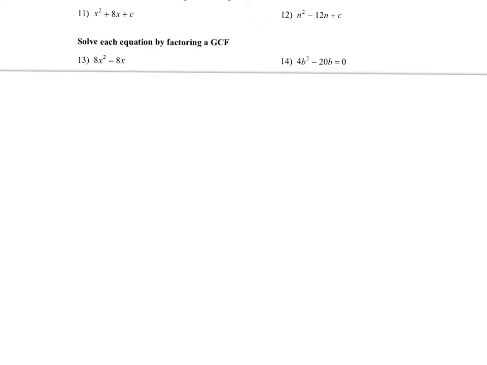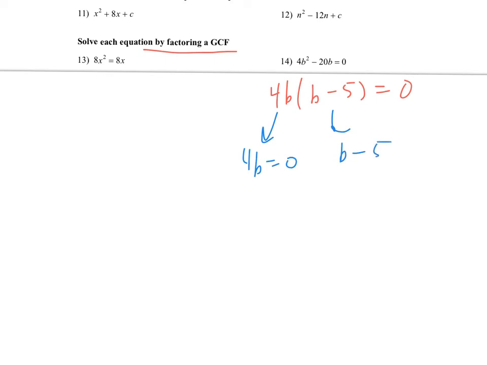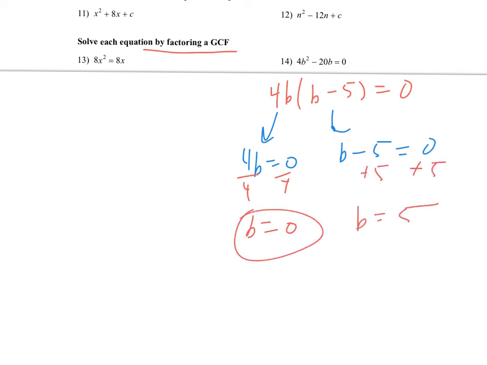All right, next up here, we want to solve these by factoring out a GCF. So we want to get one side to 0 first. Now number 14, I see I already have one side to 0. And so I see that these both have 4b that I can take out front, and that'll leave me with b minus 5 on the inside. Now since I have a variable here, I do need to set this equal to 0, and I have to set b minus 5 equal to 0 as well. So I'm going to divide each side by 4, and I get b equals 0. So I'm going to add 5, and I get b equals 5.